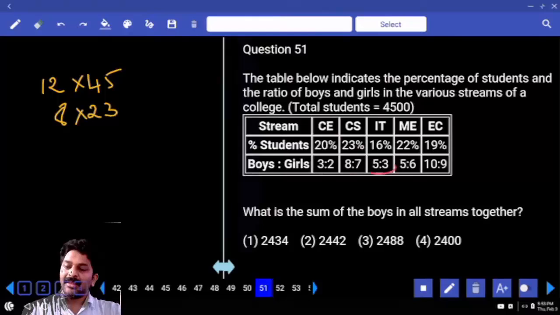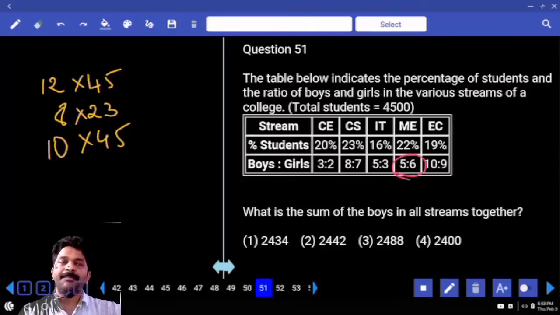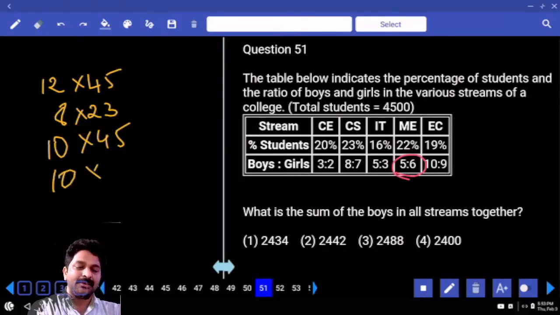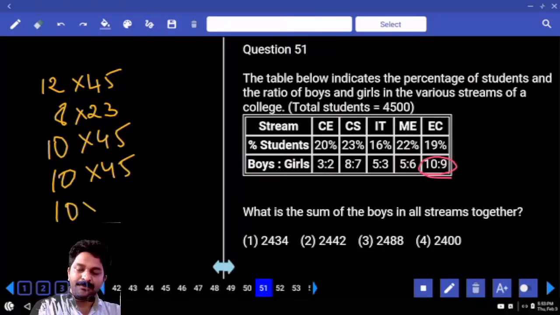Next. 8 parts, 16%. 1 part, 2%. Boys are 5 parts, 10%. 10 into 45. 11 parts, 22%. Each part 2. 5 parts, 10%. Again 10 into 45. Next. 19 parts, 19%. 10 parts, 10%. 10 into 45. Last digits are different, right?